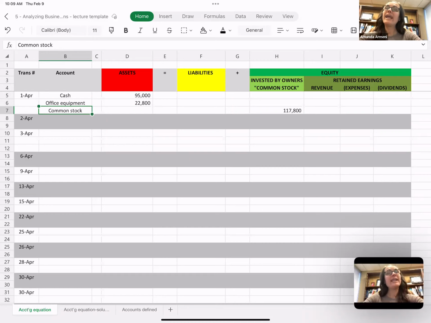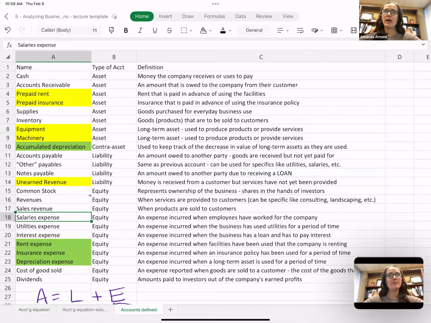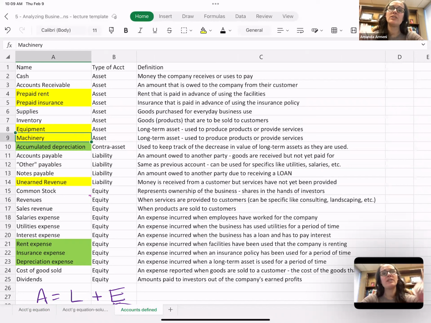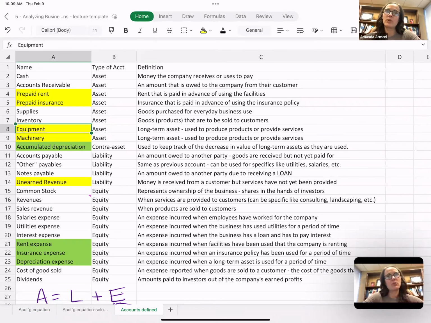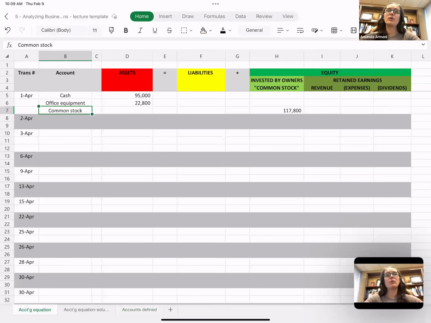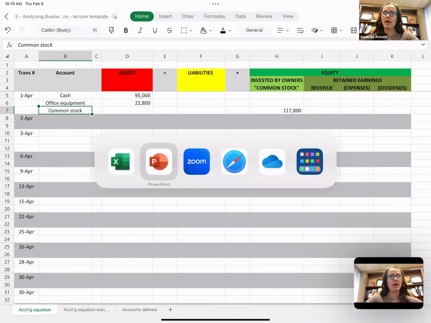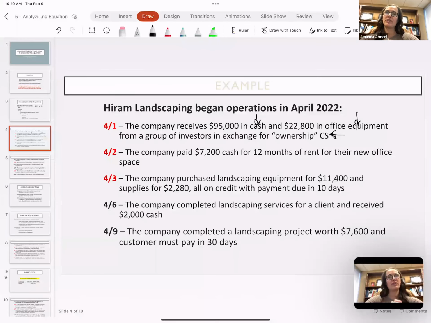So there we go. And again, if you aren't as comfortable with the account names, you can go over to the other tab and see some of the account names that we've used so far. We've already used cash and common stock. One we didn't use is equipment, a long-term asset that's used to help us provide services to our customers. That's what we just identified, and we were specific about it. This was office equipment, not just any general equipment. So there we go, we identified our first business transaction for the month of April.